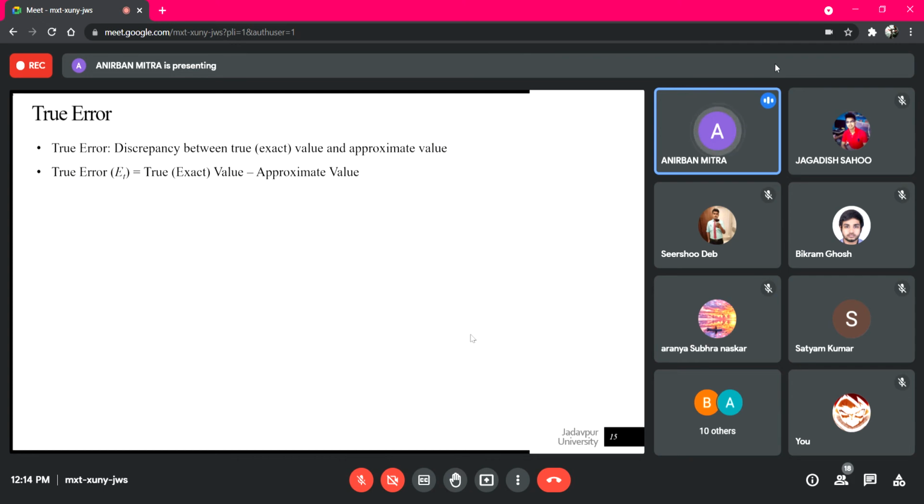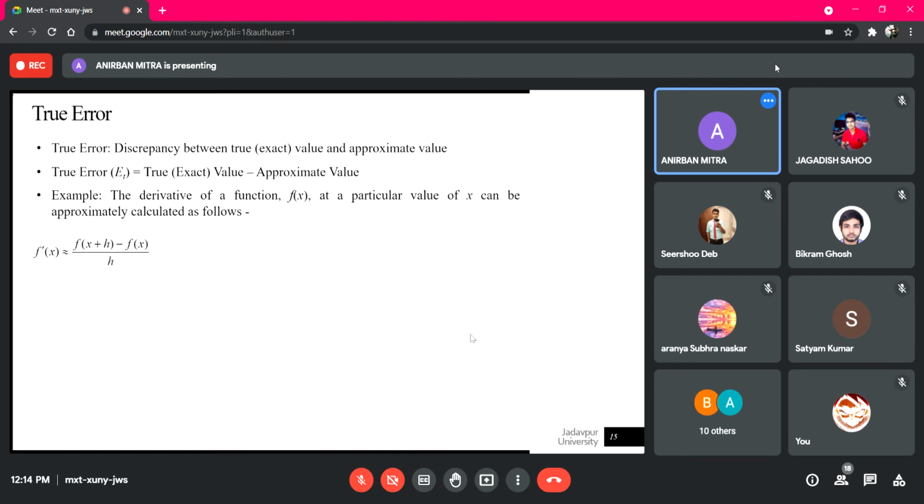So the expression for true error, represented by capital E subscript T, is true value minus the approximate value. Not difficult to understand. In fact, very straightforward. But still, let us consider one example, one problem that will probably clarify the concept of true errors in our mind.